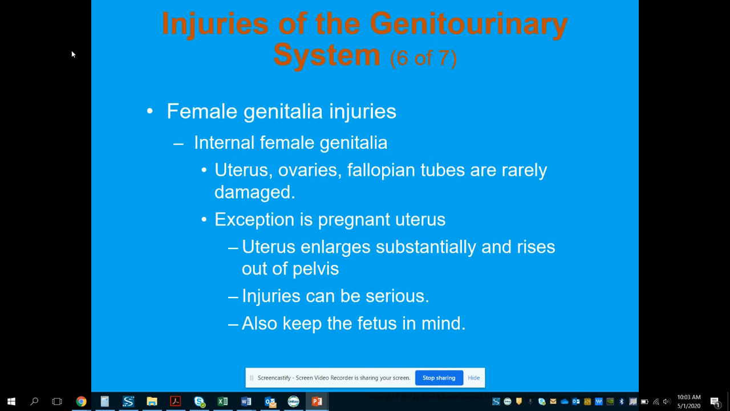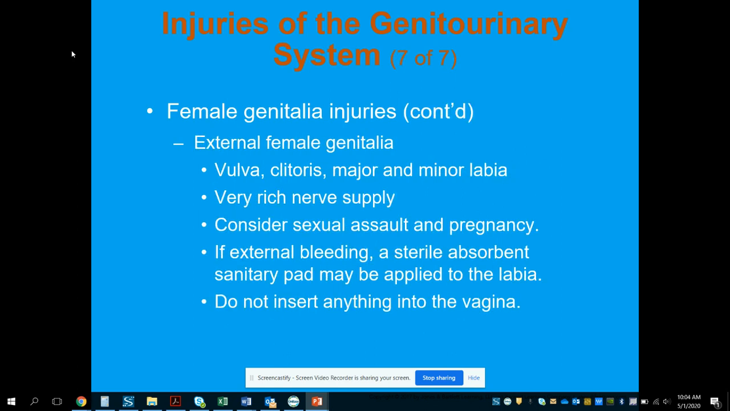With female genitalia injuries, usually these are going to be internal, so we're looking at the uterus, ovaries, fallopian tubes. These are rarely damaged. They do have some type of protection unless the patient is pregnant, and then obviously that becomes the center of gravity, and it's out of that protective cavity of the pelvis, and it can be more serious, and we also have to take into consideration the baby as well. The external female genitalia, like the vulva, the clitoris, major and minor labia, have a very rich nerve supply, making these injuries very painful, but again, not really life-threatening.